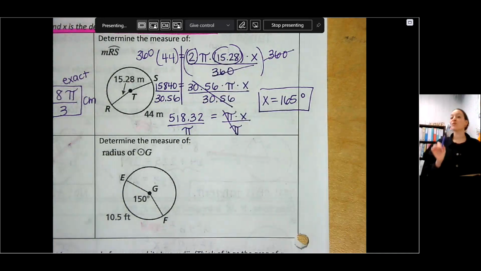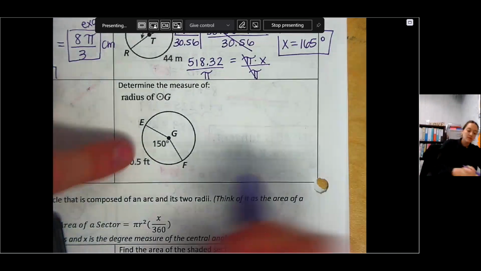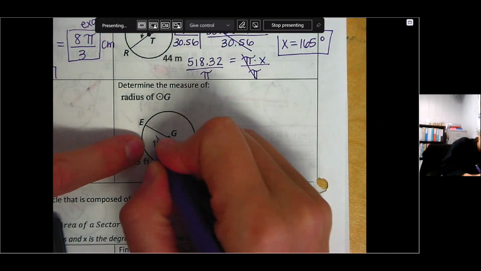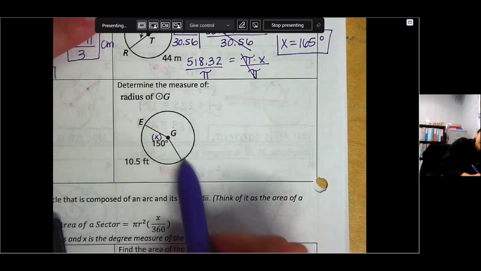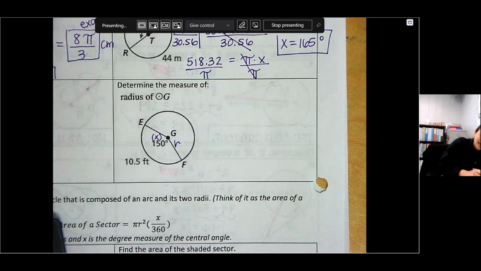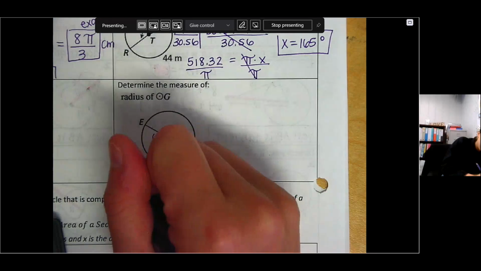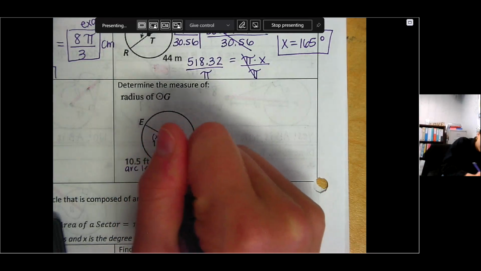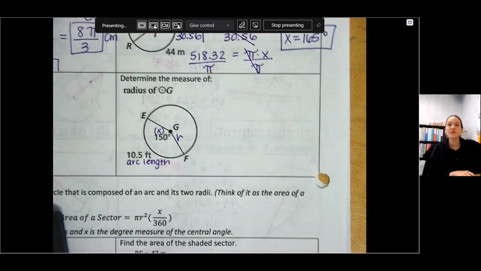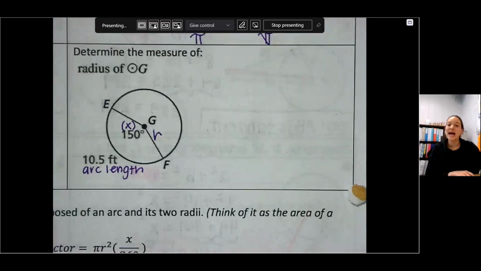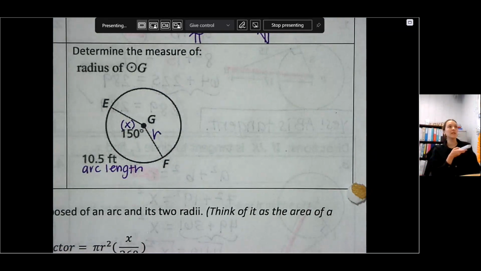The one right underneath, you're solving for the radius this time. So I give you the degree, right? I give you the 150, that's your degree measure, that's your X. You don't know what your radius is, that's what you're looking for, that's your R. And the 10.5, that is your arc length. So you're just solving for an R. Again, it's going to be an algebra problem where you have to get everything over to the other side. I'll give you a couple minutes to try that one.